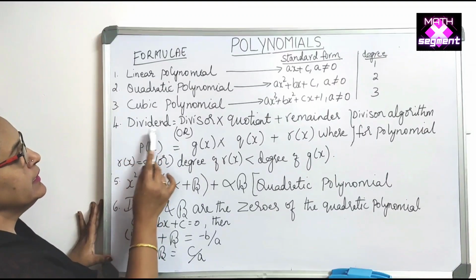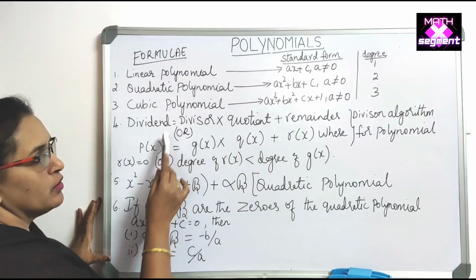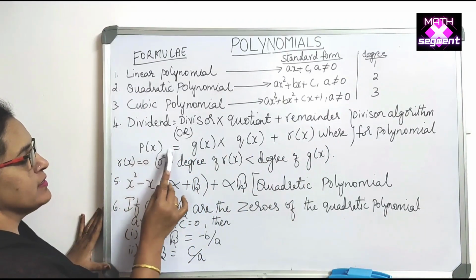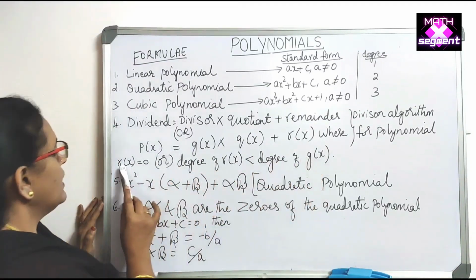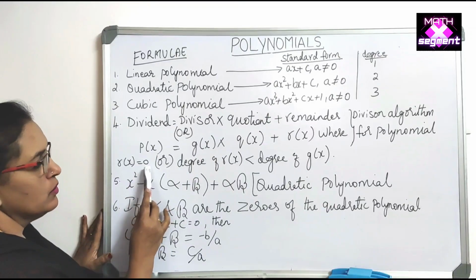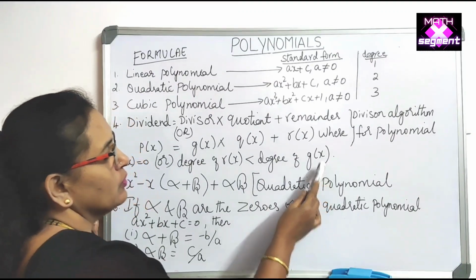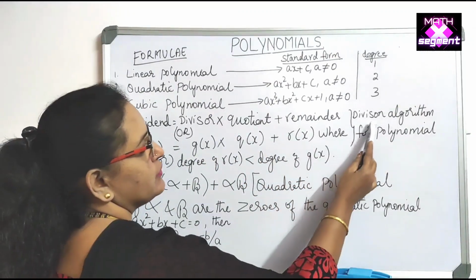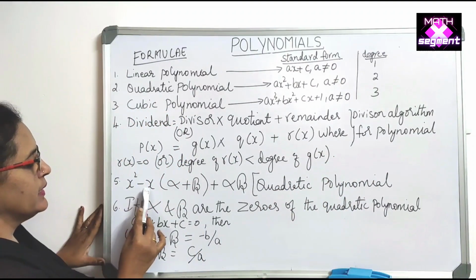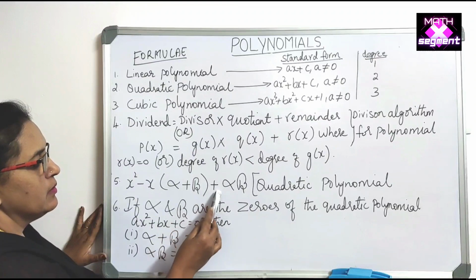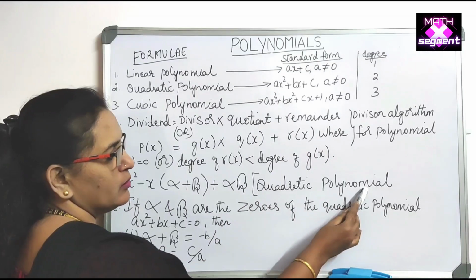Next formula, dividend is equal to divisor into quotient plus remainder, or we can also read it as p of x is equal to g of x into q of x plus r of x, where r of x is equal to 0 or degree of r of x is less than degree of g of x. So this formula is called the division algorithm for polynomials. Next formula, x square minus x into alpha plus beta plus alpha into beta. So this formula is known as the quadratic polynomial.